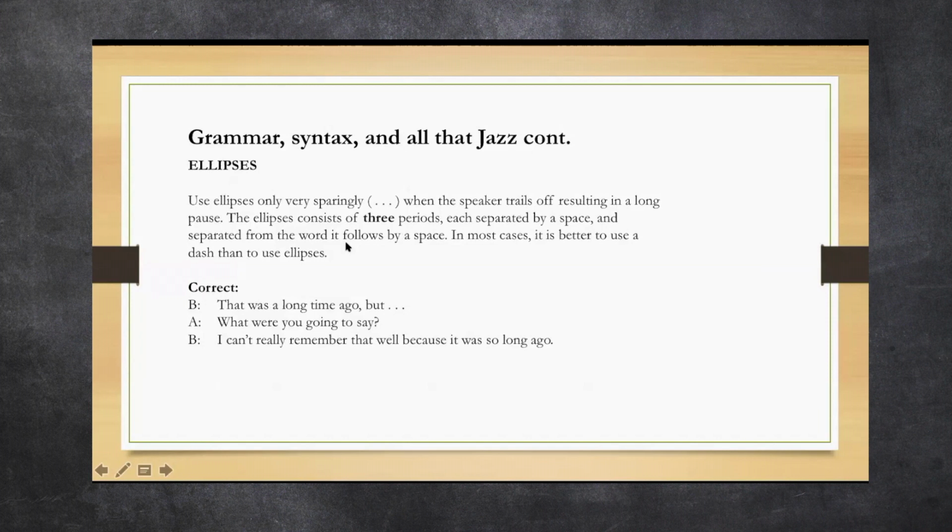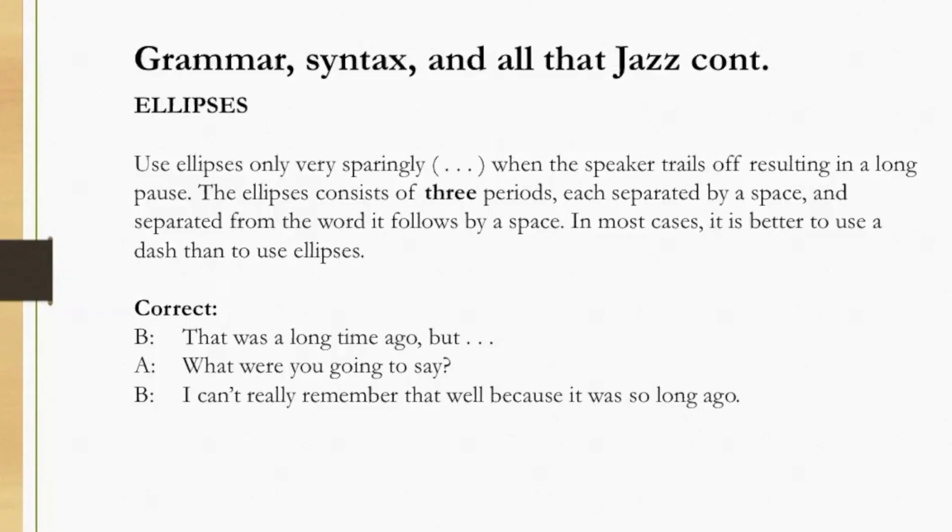Yes, so we only use ellipses very sparingly. It happens quite a bit when the speaker trails off, resulting in a long pause. So you just add 3 periods separated by a space and separated from the word that follows. And more often than not, you're going to be using the Mdash rather than the ellipses because of the conversation and back and forth. But there are some times during the reminiscing that ellipses will be used.